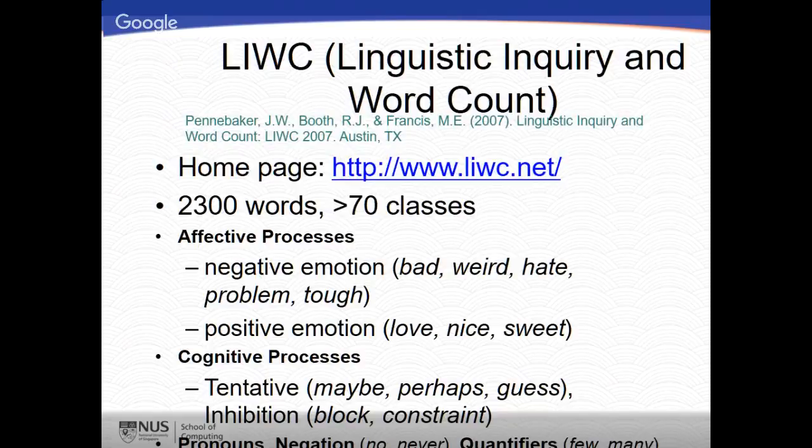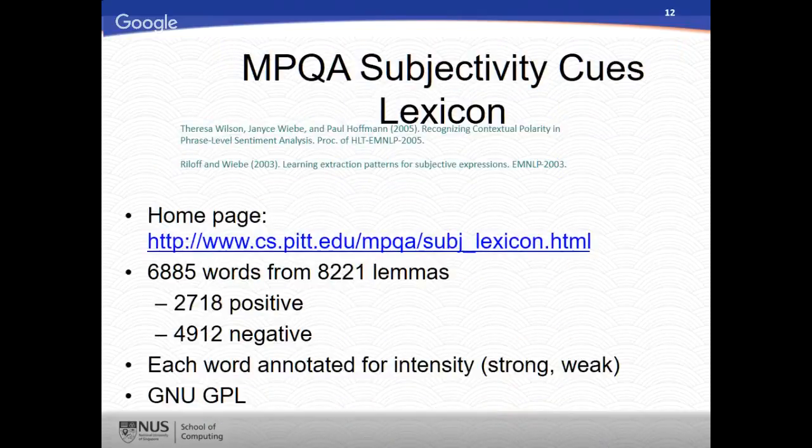So this is a link of this lexicon. But this lexicon will charge you 30 to 90 US dollars. The Harvard one, the General Inquiry Lexicon, is free for scientific research usage. Okay. Previous two lexicons are handcrafted, which means human annotated.